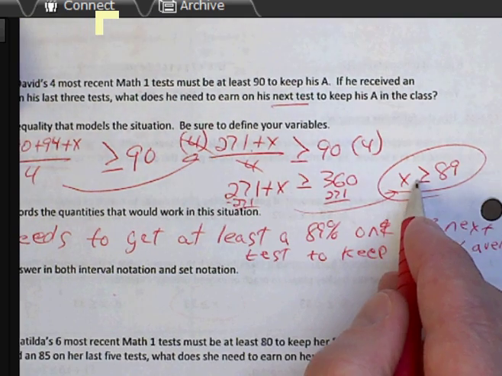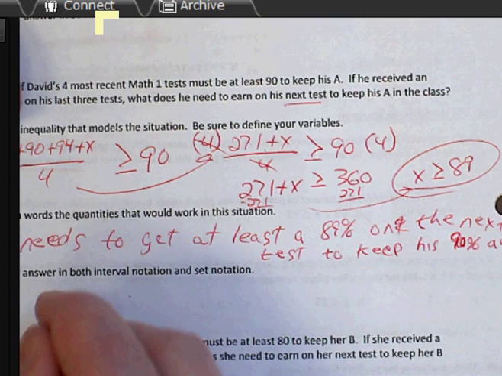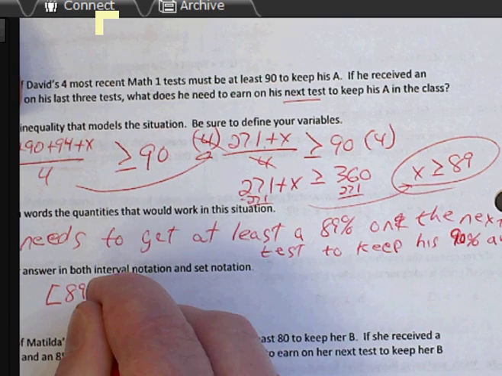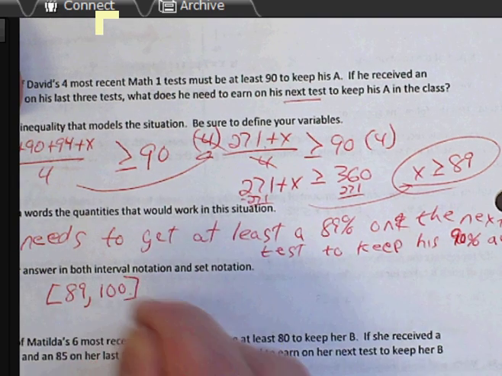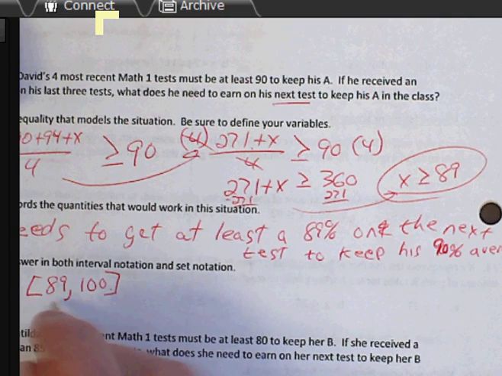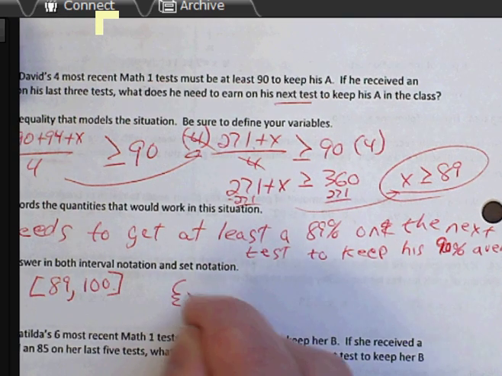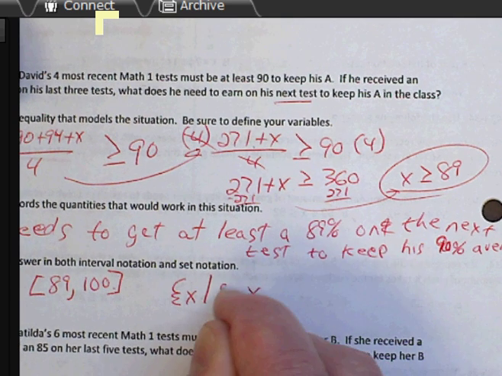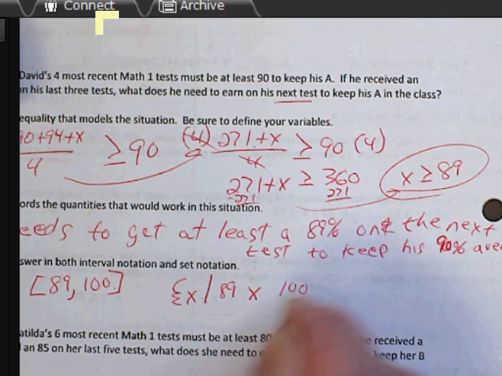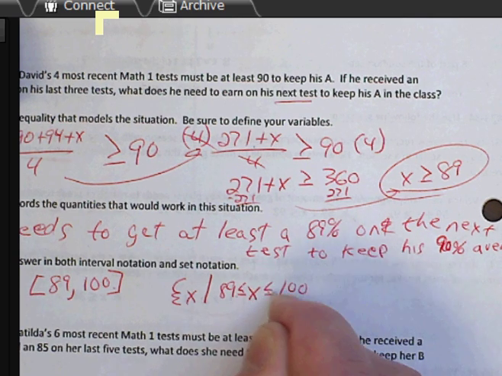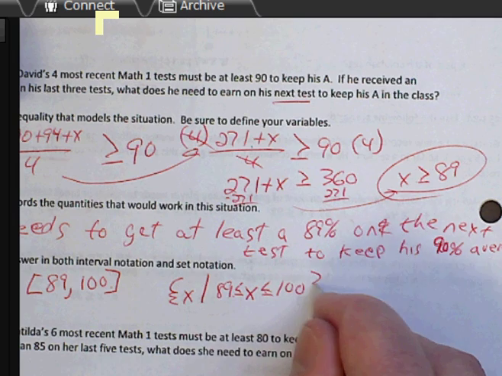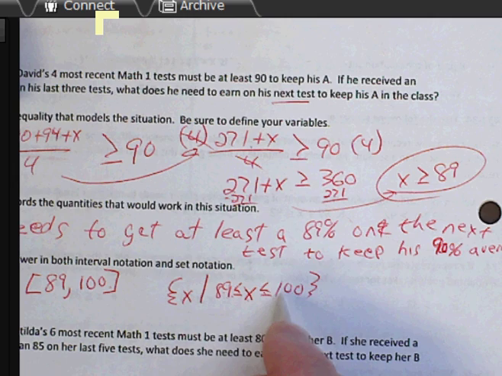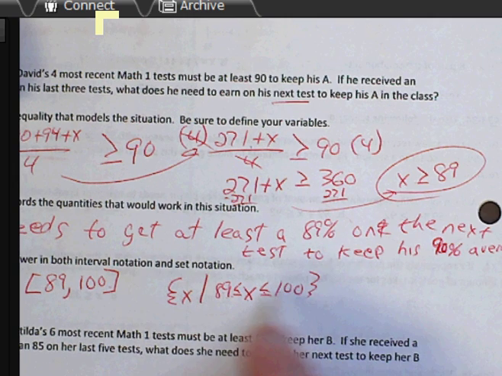Well, he's got to be greater than or equal to 89. So he can score an 89, or all the way up to max he can get on a test is 100. Set notation, let's write this as a compound inequality. Set of all x such that x is trapped in the middle between 89 and 100, and it's going to be like this. They're always going to be less than or equal to signs. So this means x is greater than or equal to 89, and x is less than or equal to 100. That's what it means.